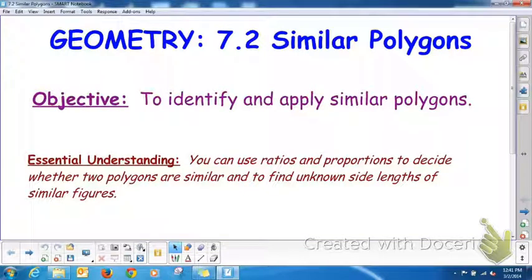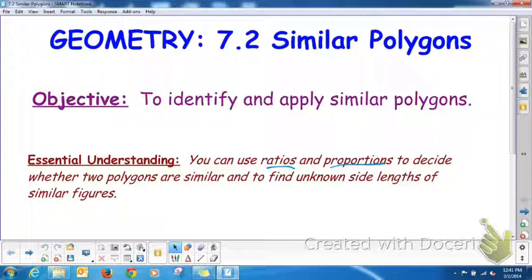This is section 7.2, Similar Polygons. The objective in this lesson is to identify and apply similar polygons. It's essential that you understand you can use ratios and proportions to decide whether two polygons are similar and to find unknown side lengths of similar figures.